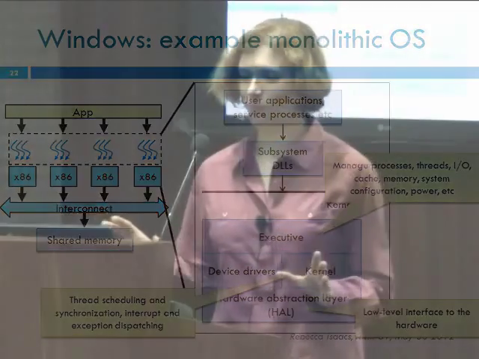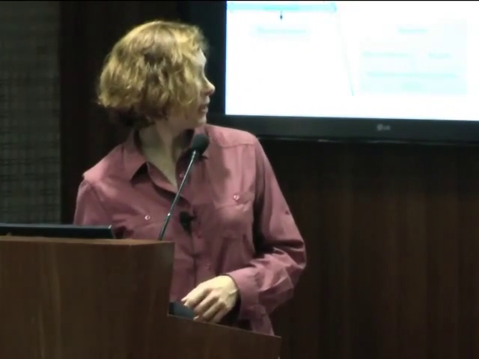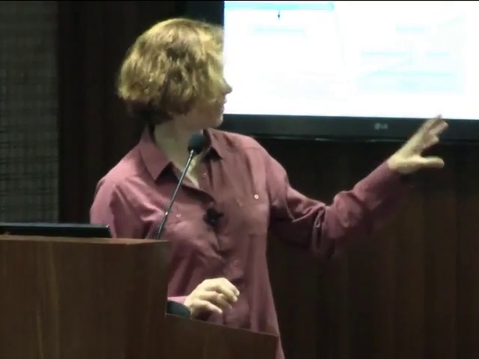Okay, it's simple from the outside, but when you dive in, there's quite a lot of complexity within the operating system. This is a picture of how Windows modules are structured. In kernel space, we have something called the executive, which manages the processes and threads, memory, system configuration, power management, and all that stuff. The kernel itself is very small, very minimal, and does what we think of as the core operating system functionality: thread scheduling and synchronization, handling interrupts, and dispatching exceptions.